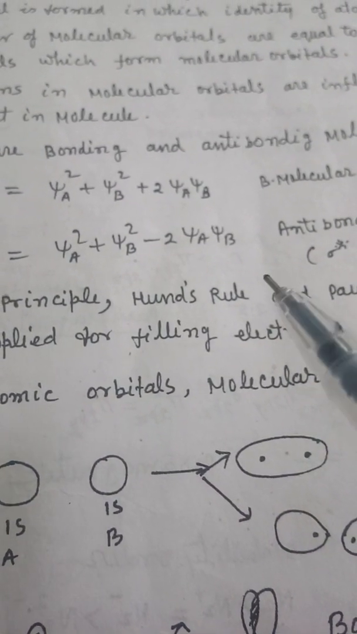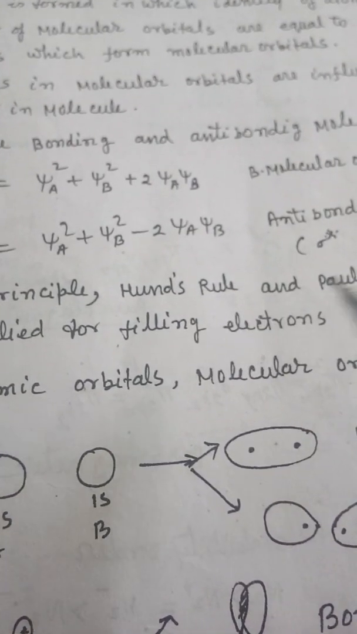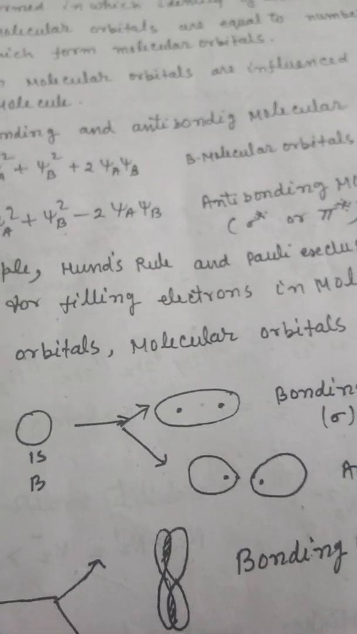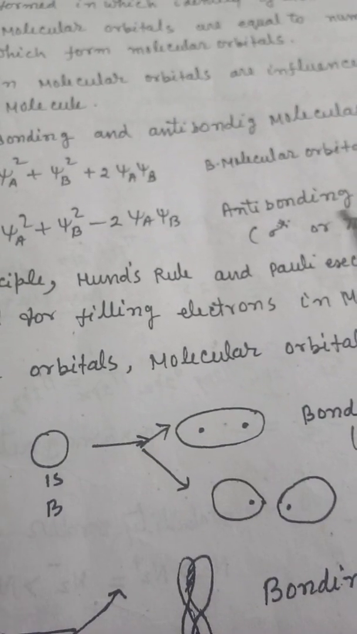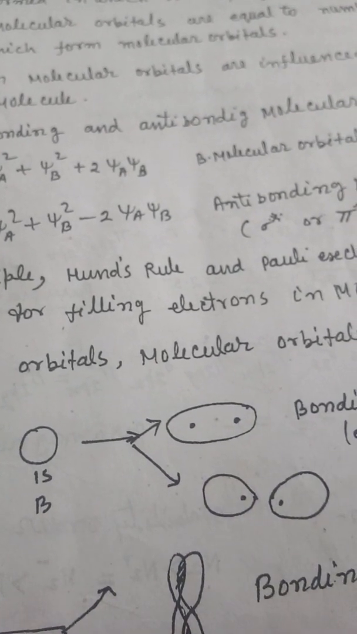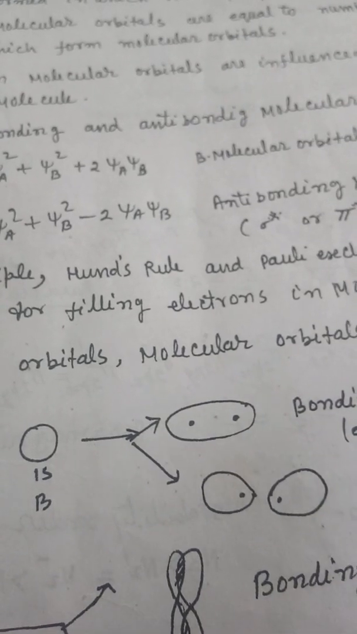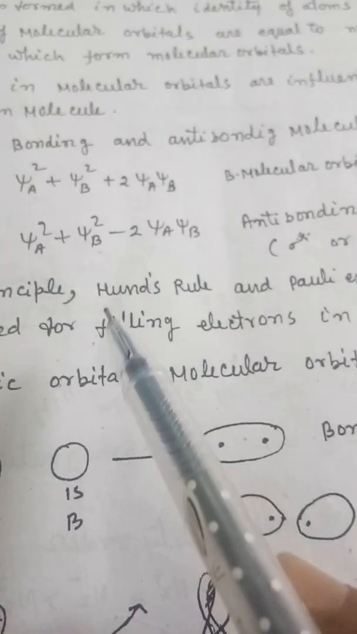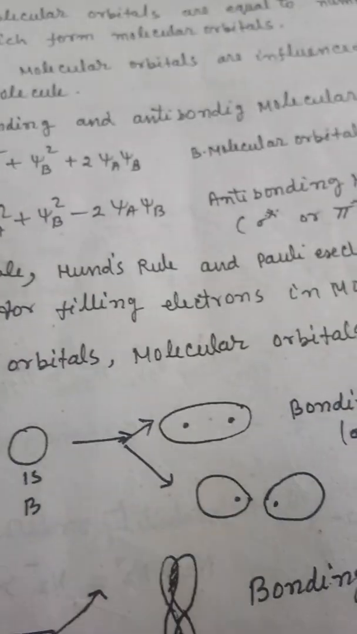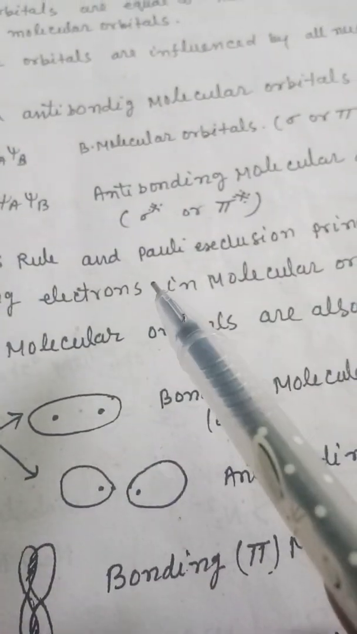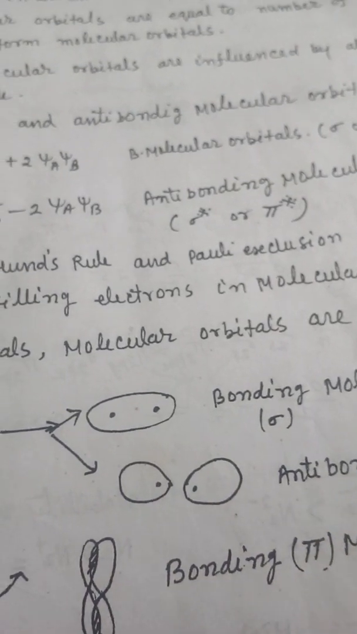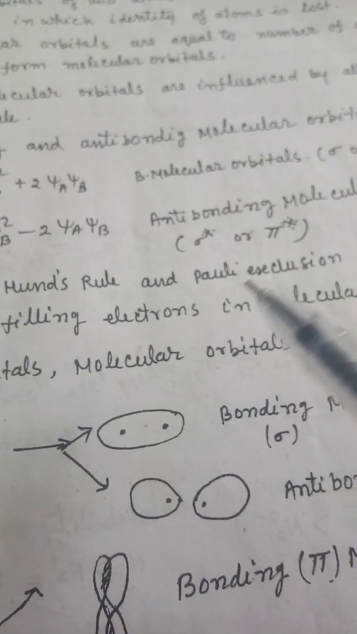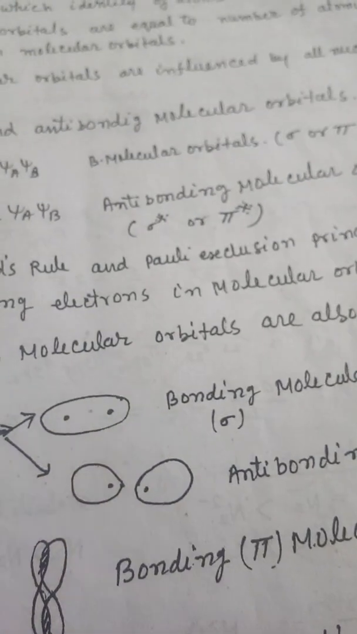Means firstly electrons are singly filled in all equal molecular orbitals, and if all equal molecular orbitals are filled by single electron, then pairing will start. This is the principle of the Hund's rule. Now Pauli exclusion principle, you know very clear that no molecular orbital can contain more than 2 electrons.